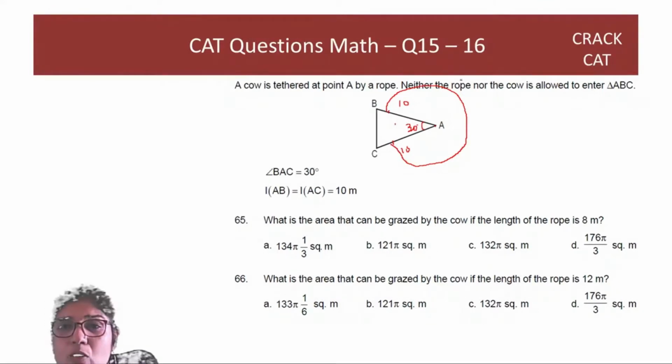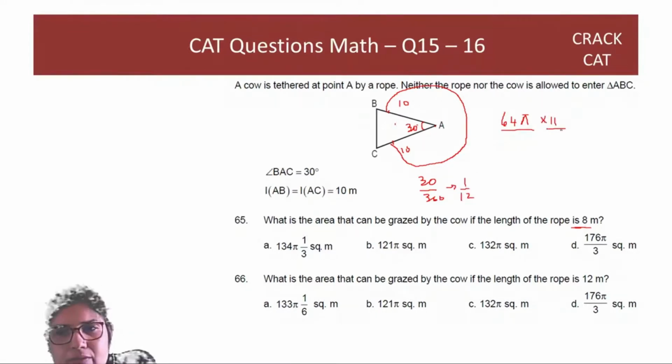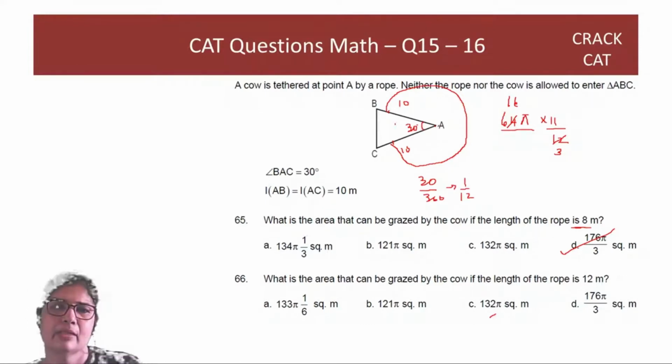So if the cow could graze the whole circle, the cow would be able to graze 8, right? 8 is the length of the rope here. The cow would be able to graze 64 pi. But because 30 degrees is left out, 30 degrees over 360 degrees, 1/12 is left out. The cow can only graze 11/12. Right? So if you see the options here, it's only option D. Correct? This is 3 and this is 16, so 176 pi by 3. So 65 is still okay. It's very peaceful to solve.